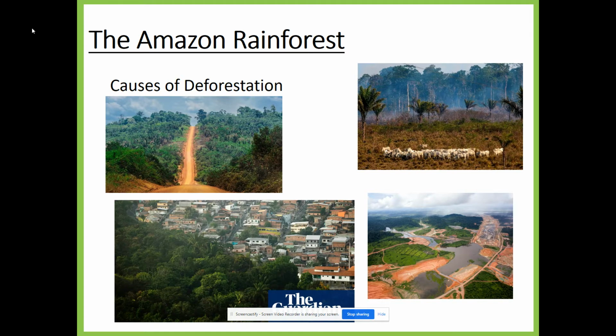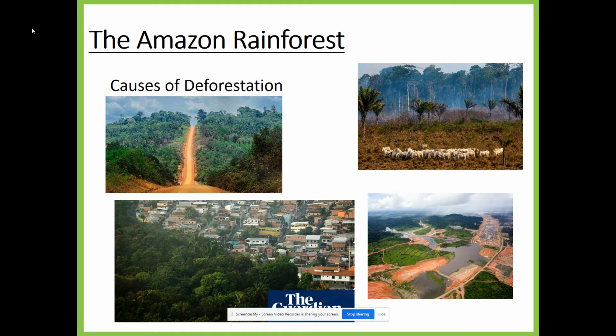Much more concerning is commercial farming. Now, commercial farming is where farmers are growing crops in order to sell and produce a profit. A good example of commercial farming is cattle. Cattle ranching is enormous business in the Amazon rainforest. Brazil has recently overtaken Australia as the largest exporter of beef in the world.